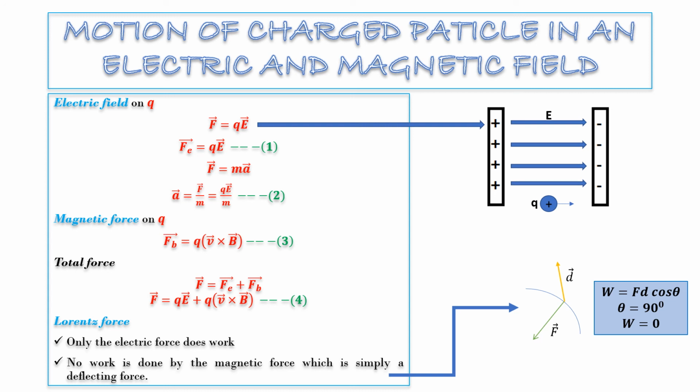So that is the conclusion from the motion of charged particle in an electric and magnetic field. Finally we conclude that the electric field only does work on the moving particle. The magnetic field does not do any work on the moving charge. So that is the conclusion.